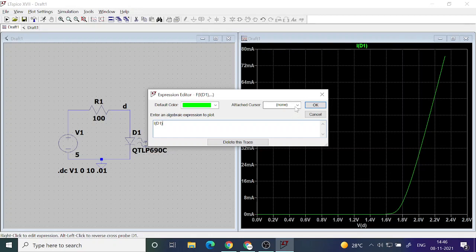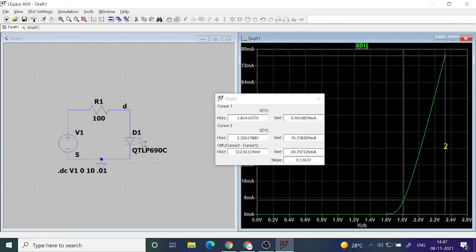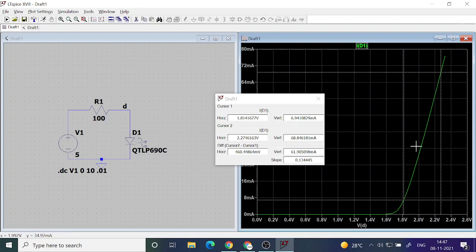So let's take 2 cursors and put one somewhere here and another somewhere here, and then you can see that this curve is also something like a straight line. You have delta V here, so delta V is 2.3 minus 1.8, divided by 6.8 minus 6.9, so that will give you delta I. So delta V by delta I is the resistance.